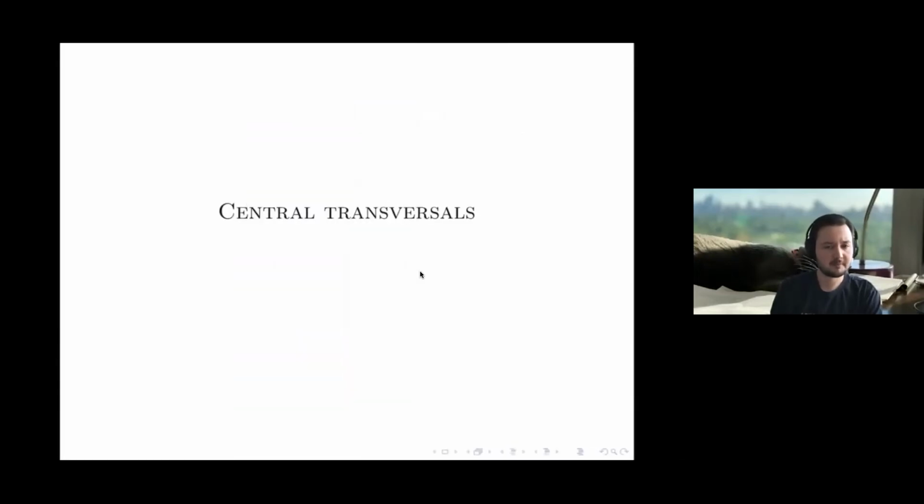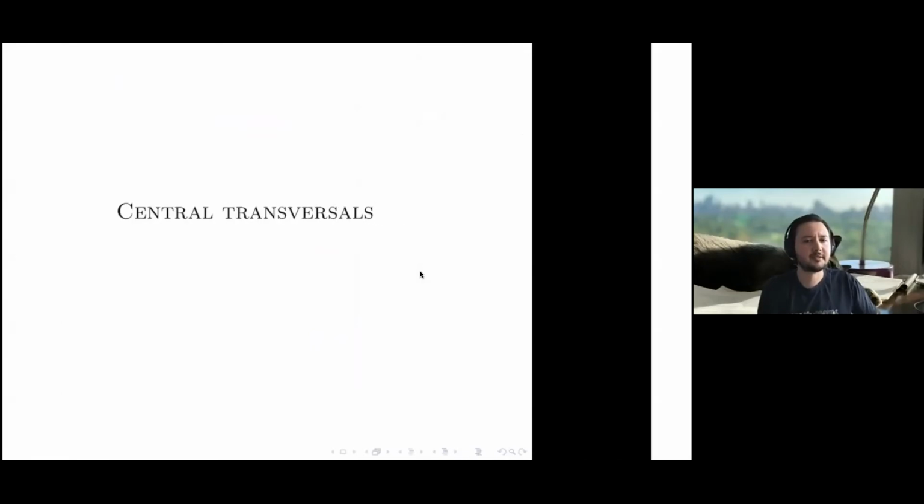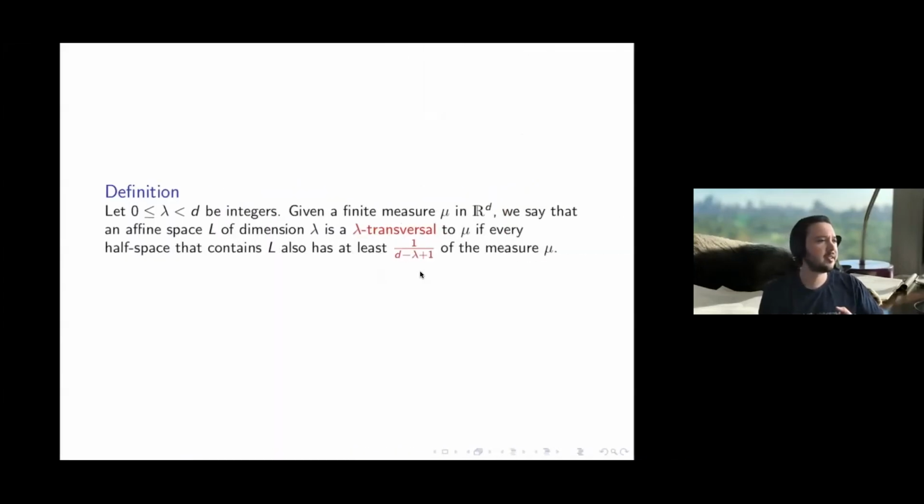Now, let me tell you about central transversals. We mentioned this in the plane or in dimension 3. In general, if I give you a number lambda between 0 and d, a lambda transversal of a measure mu is going to be a lambda-dimensional affine space, so that every half space that contains it has a lot of the measure mu. So it has at least this fraction. Okay.